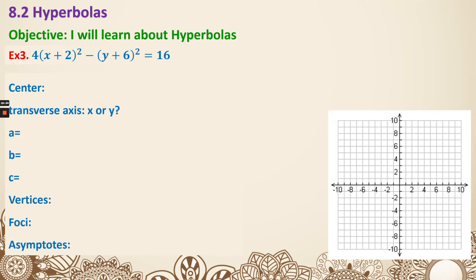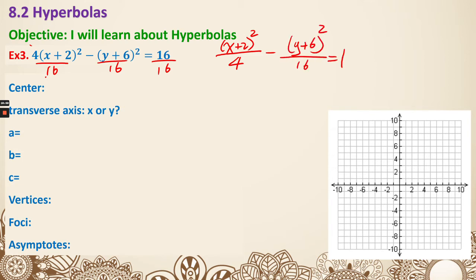Well, this time we don't even have a standard form of the equation. So the first thing we need to do is to make the right side a 1, which means I need to divide everything by a 16. That's going to give me x plus 2 squared over 4, 16 simplified to be a 4 on the bottom, minus y plus 6 squared over 16 equals 1. Okay, well, finally, my transverse axis is going to be x because it's a positive number under the x value.